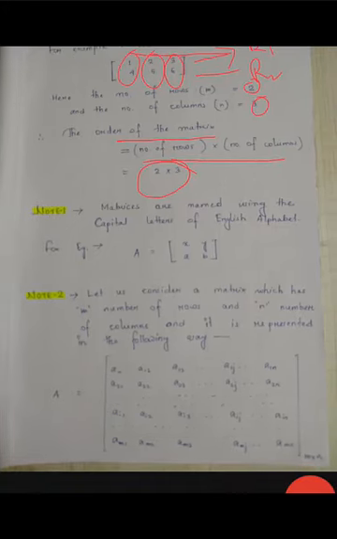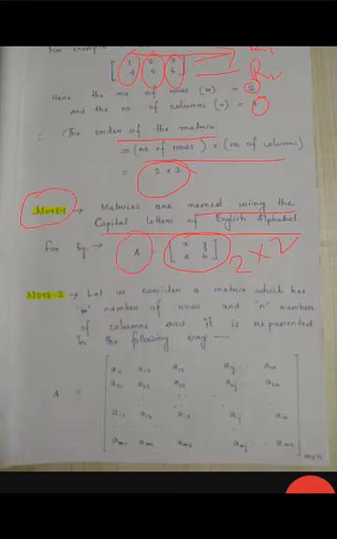So certain things you have to notice here. First note, look at this first note. Matrices are named always using the capital letters of the English alphabet. Like this is a matrix X, Y, A, B. What order will it have? 2 rows and 2 columns. So the order of this matrix is 2 by 2. This is named as capital A. Capital A is a letter of the English alphabet. So matrices are always named after the capital letters of the English alphabet.